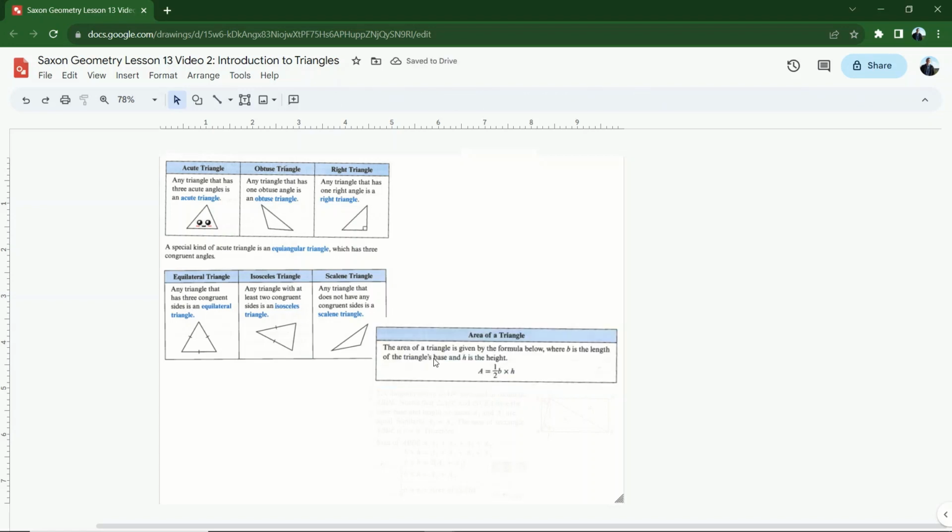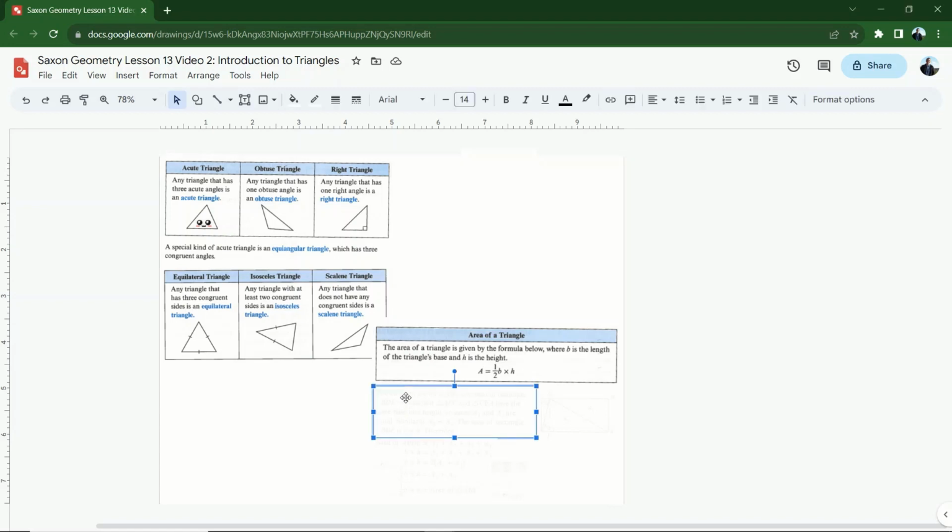All right, then the last thing, how do you find the area of a triangle? This is a formula you should be well familiar with. The area of a triangle is given by the formula where B is the base of the triangle, the length of the triangle's base, and H is the height. Now remember, the height of a triangle has to be perpendicular to the base, or at least perpendicular to the line that contains the base. And this is the equation.